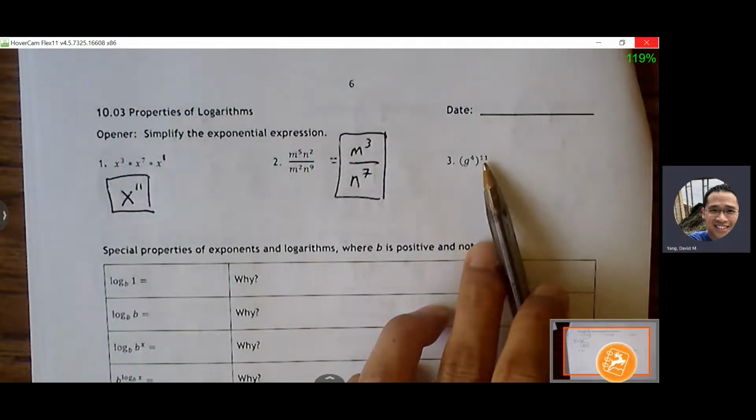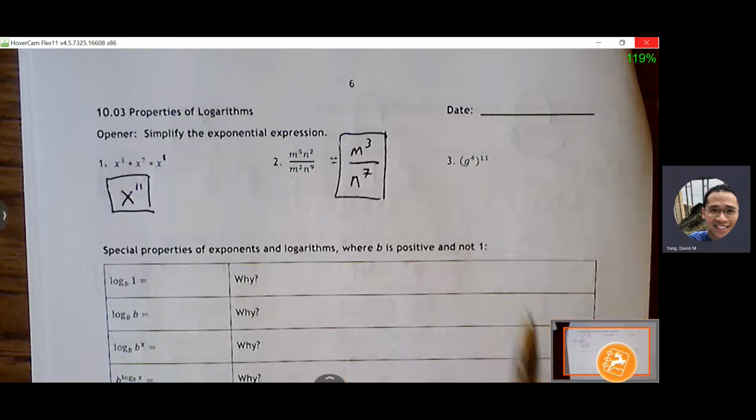Okay. G to the 4th to the 11th. What can I do with these exponents? Multiply.